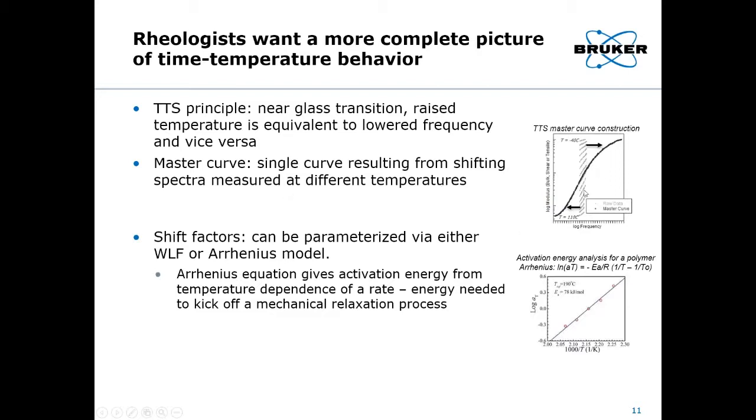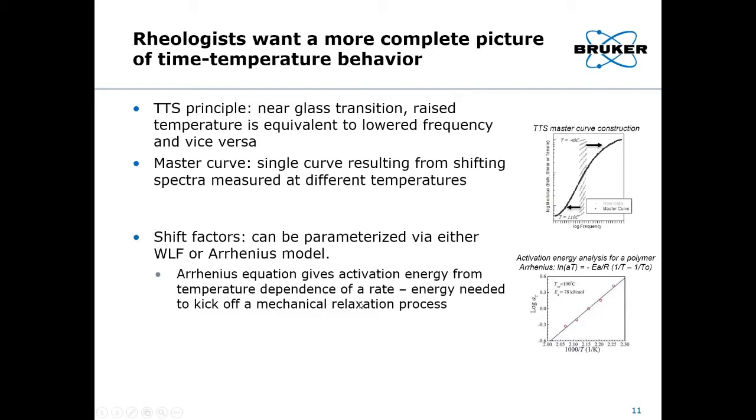Essentially, near the glass transition, raising the temperature is equivalent to lowering the frequency, and vice versa. So you can construct this master curve just by shifting these little spectra, and then you can analyze the shift factors by either a WLF model or an Arrhenius model, and that gives you a couple of parameters. The Arrhenius one gives you an activation energy, so you can do a comparison just over one parameter instead of comparing over the whole spectra if you want to compare with, say, bulk. For bulk, this works quite nicely, but as Professor Nakajima showed, things are different at the nanoscale.